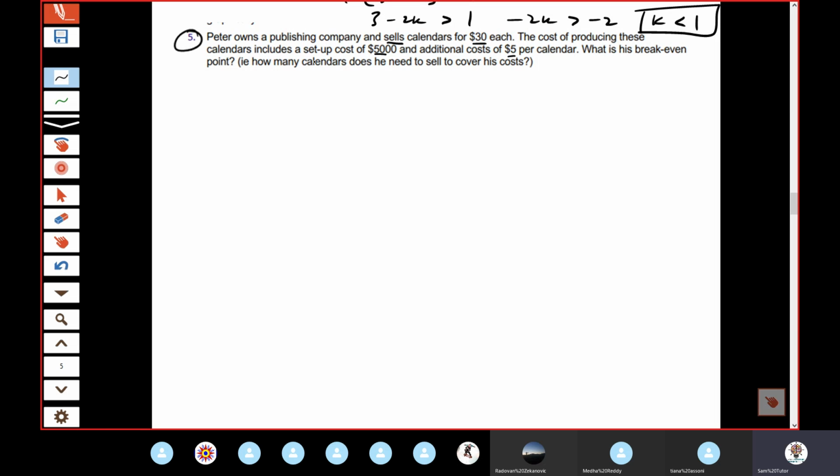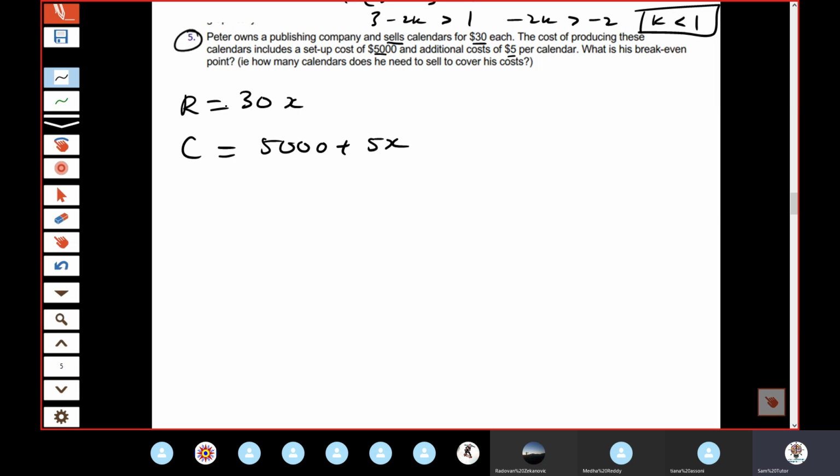Well, okay, that's not too hard. Sell equals, I like to use R, because that's proper business terms. Revenue equals $30 times X. Would you agree with that? Revenue, the amount of money you make, is 30 times each calendar. The cost equals 5,000 plus 5X. And how do you work out break even?